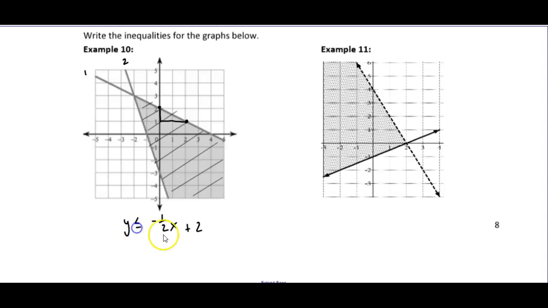So that's a less than or equal to. So again, I started at the y-intercept, put that number at the end, figured out the slope, put that number next to the left with the x, and then just check the line type and the shading. All right, let's do the next one. So the next one's at negative 3.